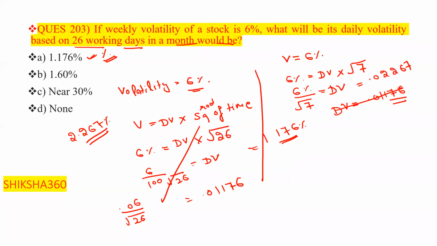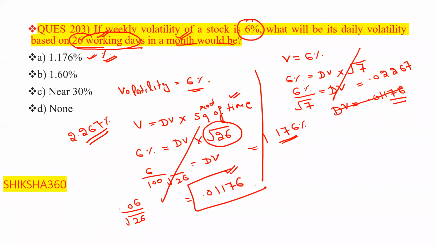They have given the weekly volatility of a stock, that is 6%, so we have to calculate the daily volatility. But here they are saying that we have to calculate the daily volatility on 26 working days in a month. So what I calculated initially is the correct one, and this one is not. They have given the volatility, and we have to calculate the daily volatility on the basis of 26 working days in a month. So this one is the correct one, that is this option.